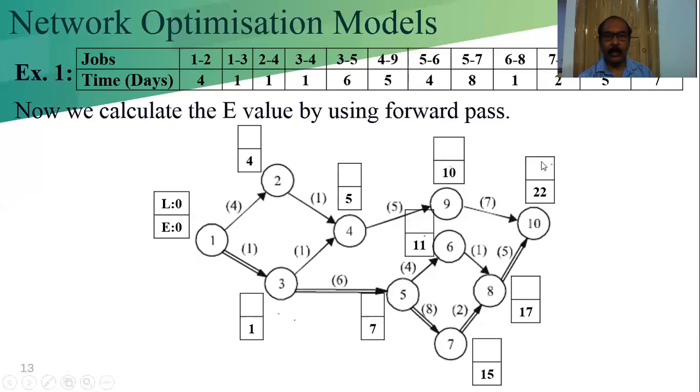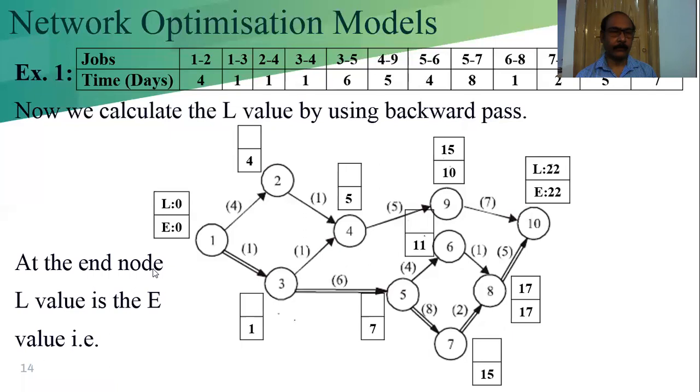Now we are going to calculate the L value starting from here. We already learned that at the end node E value and L value are the same. So this will be the L value. That means L10 will be 22. Here E10 is 22. Now we are calculating the L value by using the backward pass in the next table. At the end node, L value is the E value, that is L equal to 22. So we are writing here E22 and L22.